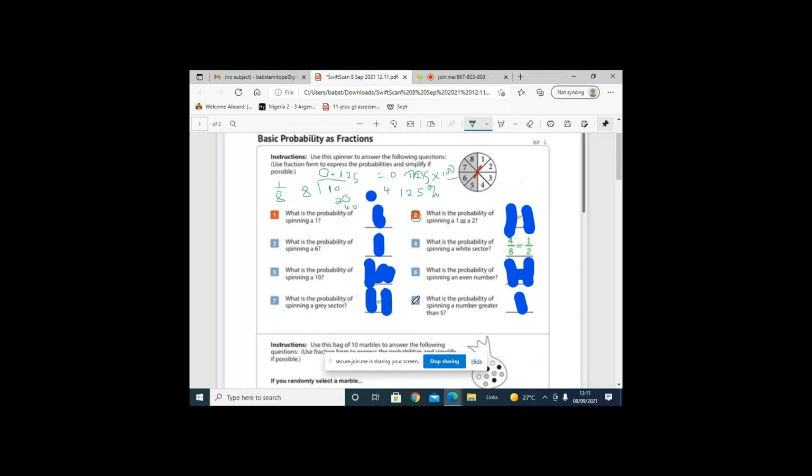No, you don't add. Listen to me now, probability of what? A 1 or a 2. There are two outcomes, so it's going to be 2 out of 8. You are saying 1 out of 8 and 2 out of 8, but it's 2 outcomes, so it's 2 out of 8. And 2 out of 8 is 1/4. You know that?